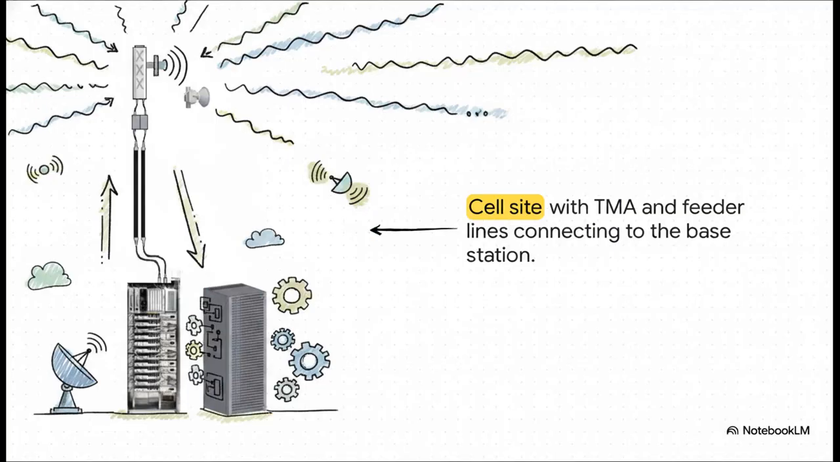Now, what's really interesting about this is visually anchoring those abstract concepts onto the actual hardware. You've got the TMA positioned right up high near the antenna, you've got the jumper cables, and then those thick feeder lines running all the way down to connect to the actual base station equipment cabinet below. This is the physical, tangible tower infrastructure that makes mobile communication a reality.